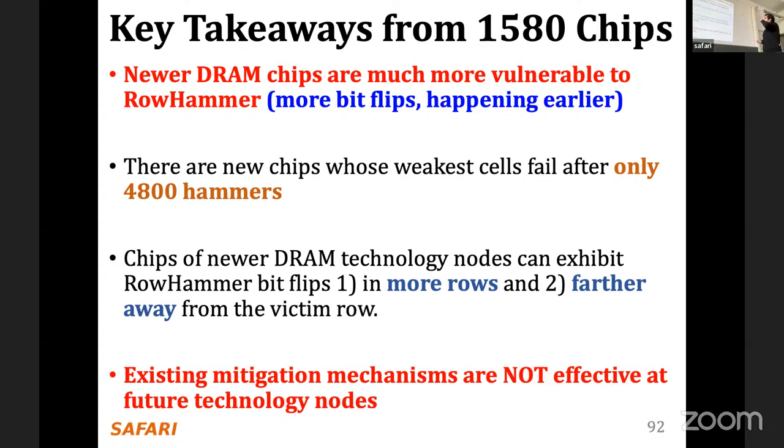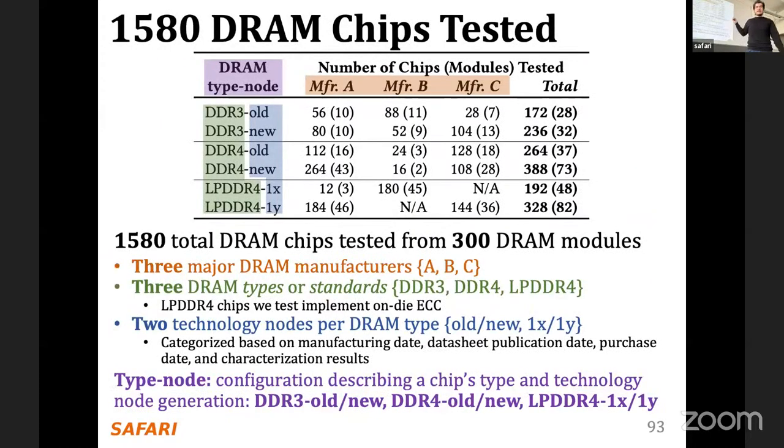And then chips of newer DRAM technology nodes can exhibit RowHammer flips in more rows and farther away from the victim row. This is what we also call the blast radius effect, and what I showed you in one of the previous plots, where we had on the x-axis the distance from the aggressor row. So there the distribution also became wider. And existing mitigation mechanisms in 2020 are not really effective solutions for future technology nodes where we expect this 4,800 number to be lower. So these are the tested chips. You can see here that we tested two technology nodes per DRAM type, three DRAM types, that's DDR3, DDR4, and LPDDR4, and three major manufacturers.